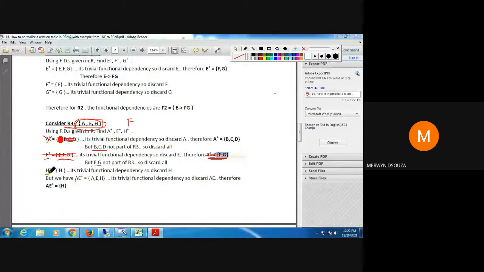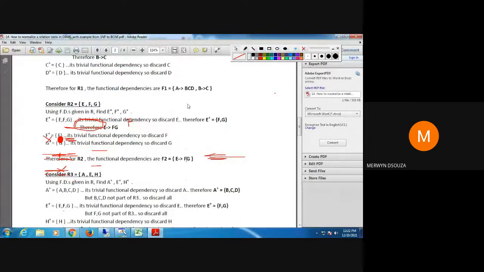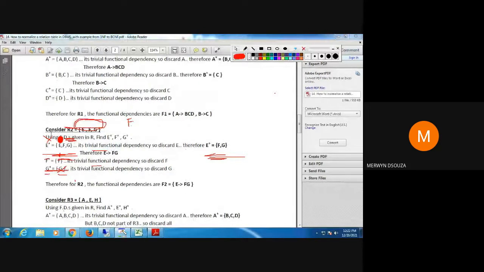Next, find out the H closure. When you find the H closure, you get only H. Nothing else is there, so it's causing a trivial functional dependency. Discard that also. Now what remains is to check whether any combinations are possible. When you check for combinations of A, E and H, you will see the combinations that are possible.